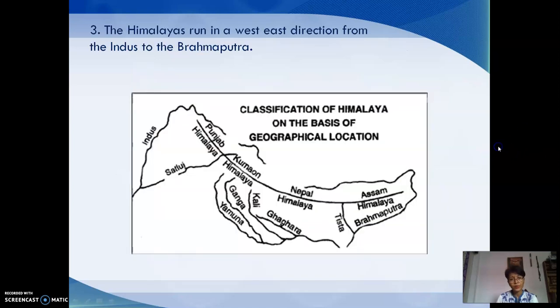Next, third point, the Himalayas run in a west-east direction from the Indus to the Brahmaputra. On the western side, you see the Indus River, most of which lies in Pakistan, with only a very small part in our country. The Indus River is on the western side, and the Brahmaputra River on the eastern side. This is the Brahmaputra River, which originates in the Tibet area and enters our country. In between these two rivers, usually the Himalayas lie.